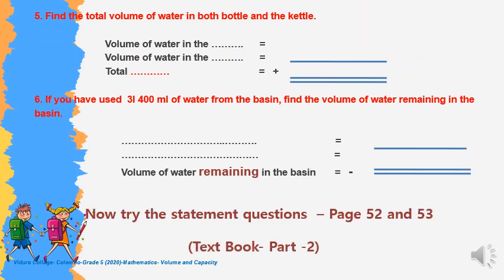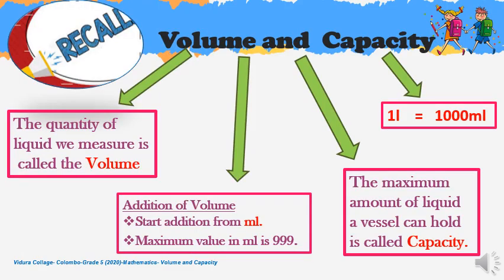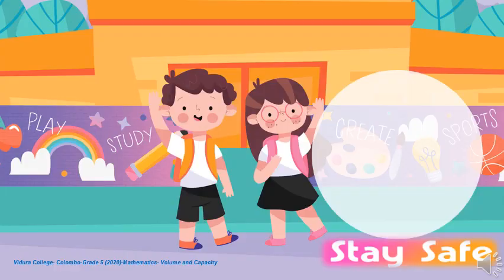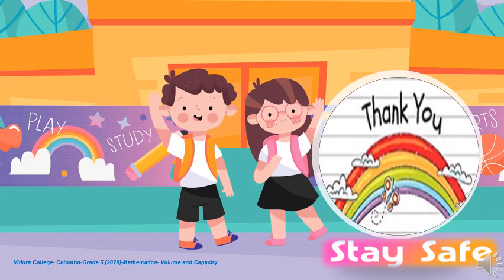So kids, we have done another lesson from our second term. Make sure to do the given exercises and study well. Let's take a few minutes to recall what we have learned today. First of all, you learned the correct definitions of volume and capacity. Then you learned how to measure liquids with correct units. And you learned how to do addition and subtraction of volume. You can use your writing book to do the given exercises.